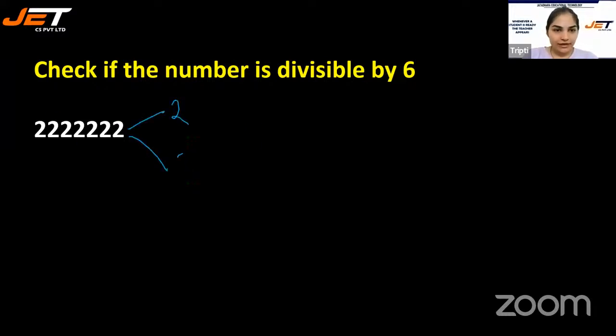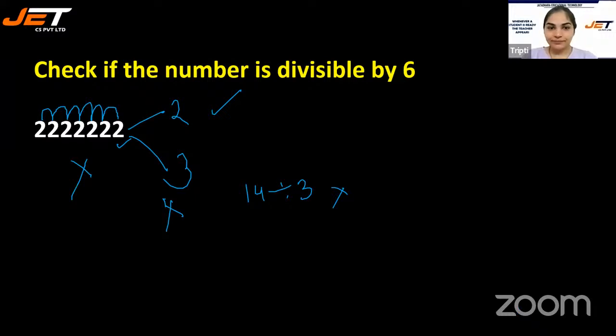Next, 2 and 3. This is divisible by 2 because I can see it's an even number. Let's check for 3. 2 plus 2, 4. 6, 8, 10, 12, 14. 14 is not divisible by 3. That means this number is not divisible by 6. Okay. No matter how big or small the number is, you just have to do like this.